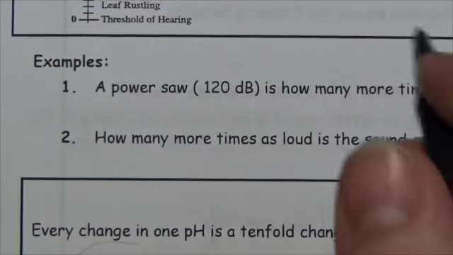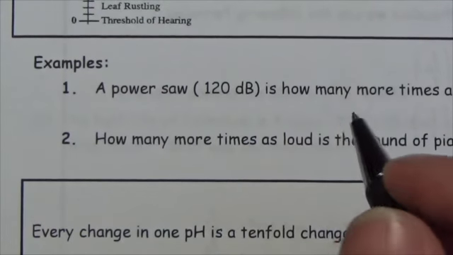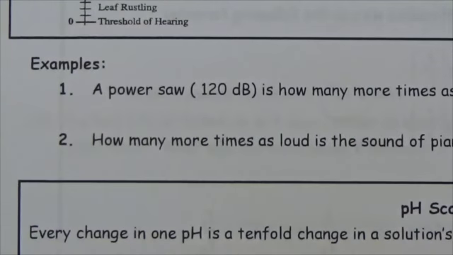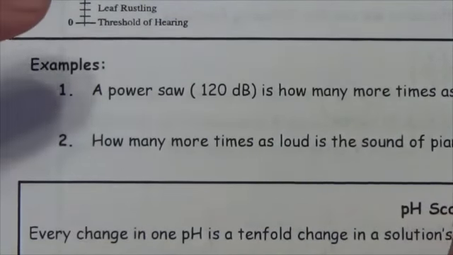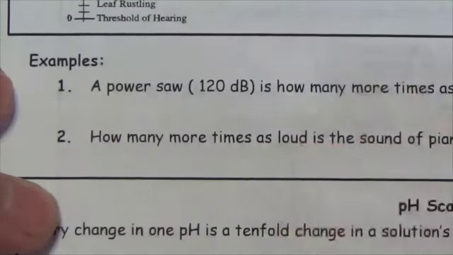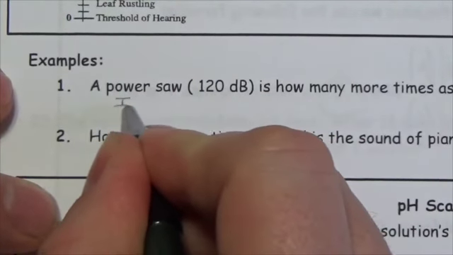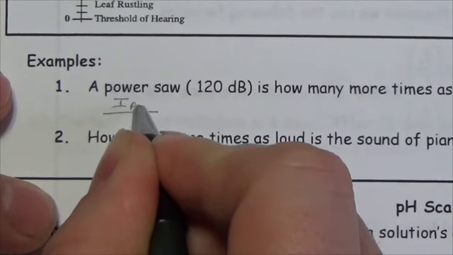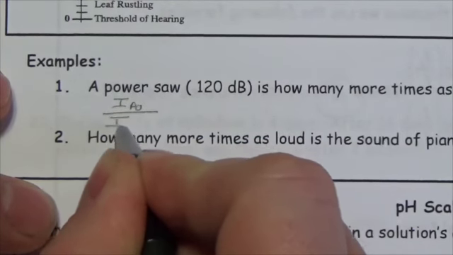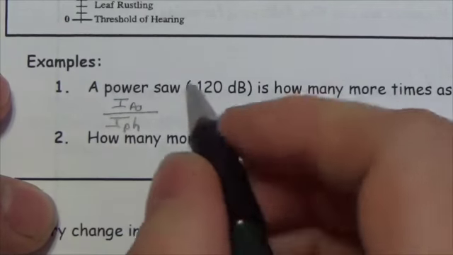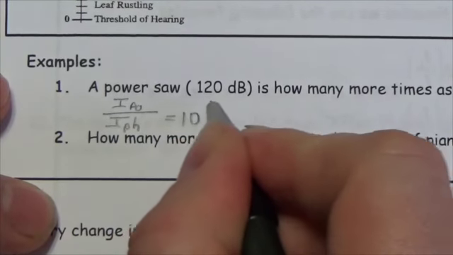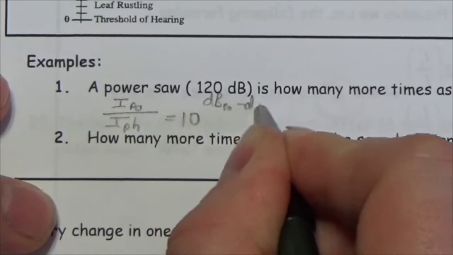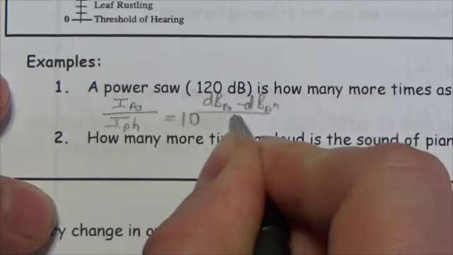All right. I've not been given a lot of room to work here, but that's okay. So a power saw at 120 decibels is how many times as loud as a telephone. We're given that information, and we're looking to compare them. So we're going to take the intensity of the power saw over the intensity of the phone. That will equal 10 to the decibels of the power saw minus the decibels of the phone, all over 10.